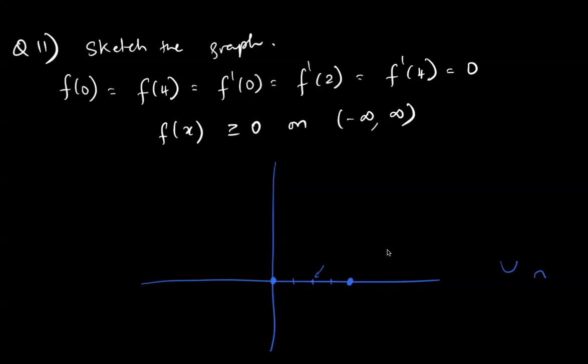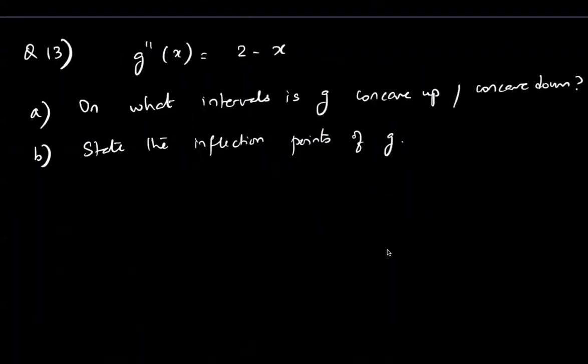So based on all of this, this is what I'm going to come up with. My graph is going to have a horizontal tangent here, another horizontal tangent here, another horizontal tangent here, and this satisfies all the given criteria, right? And this is a potential graph of a function. All right, moving on to the next question.